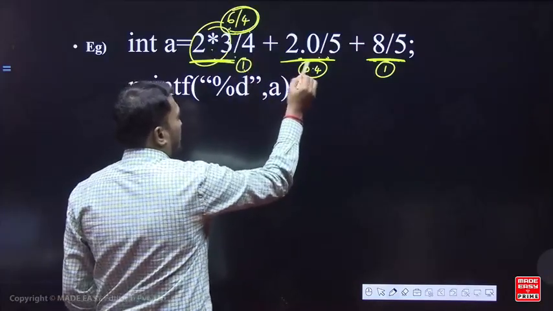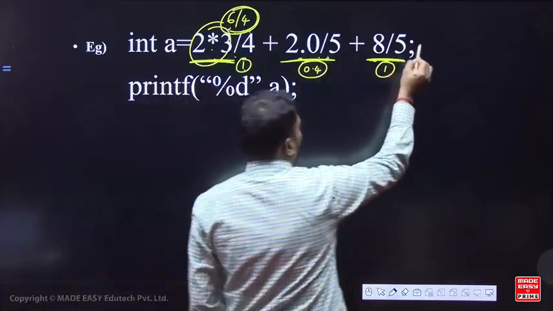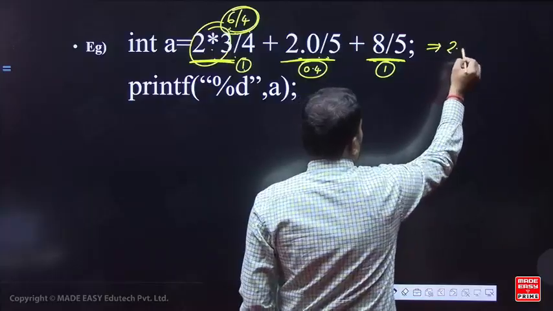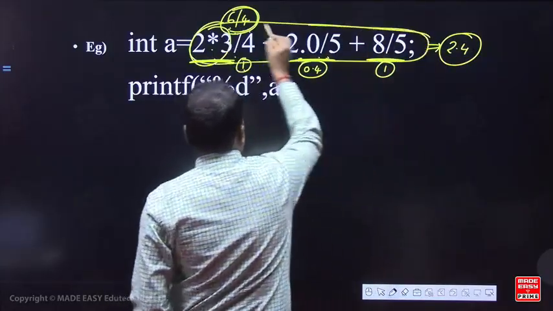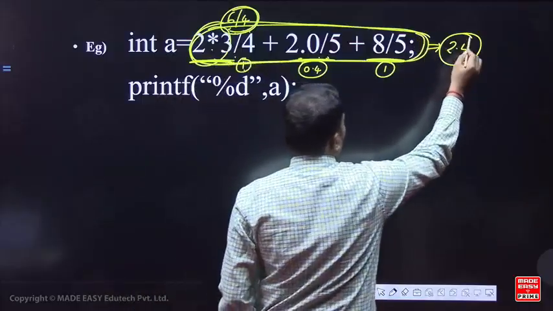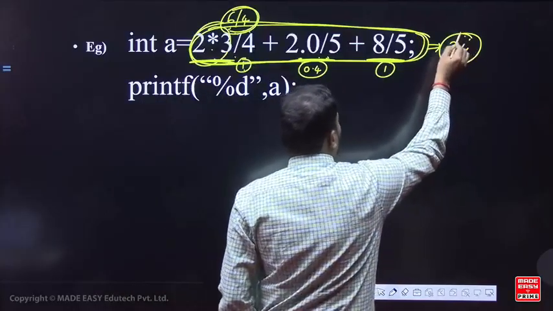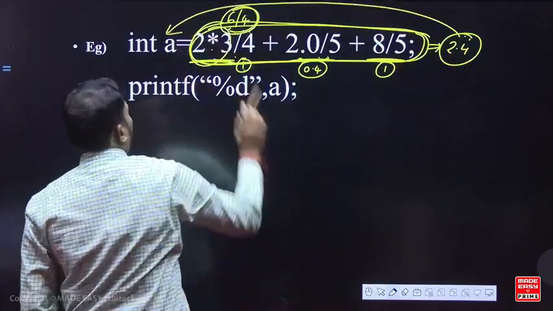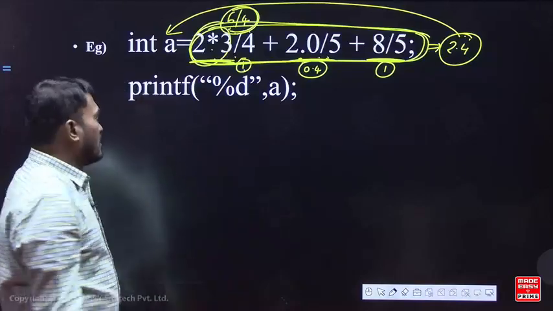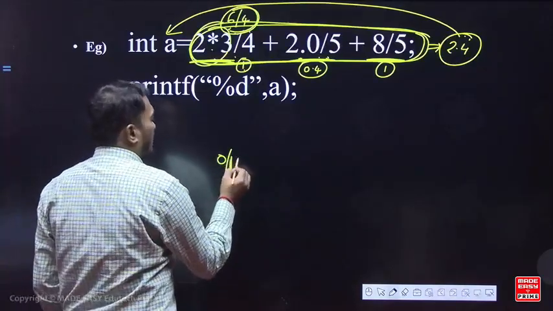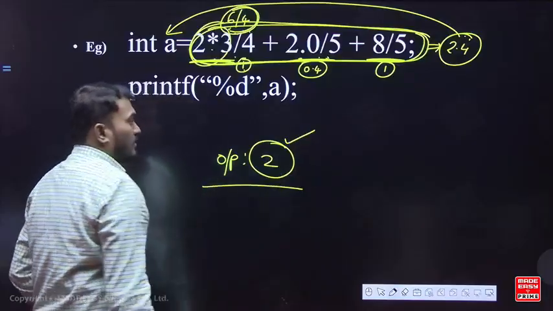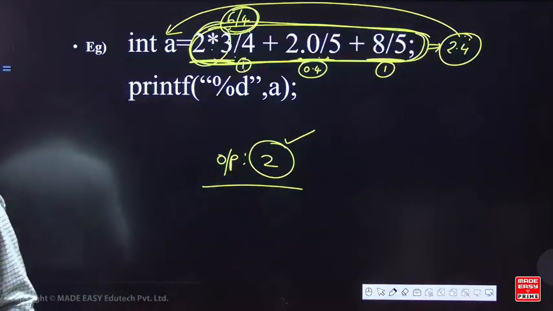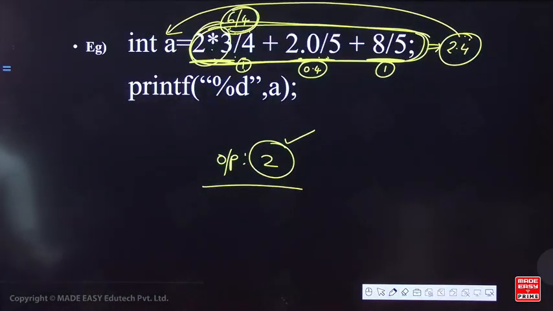1 plus 0.4 plus 1. So what is the actual answer of this? 2.4. The actual answer according to C language for this entire expression is 2.4. But remember, you are assigning it to an integer, so it will print only 2. So this is the output. Yes or no? Varun, we assigned it to an integer.